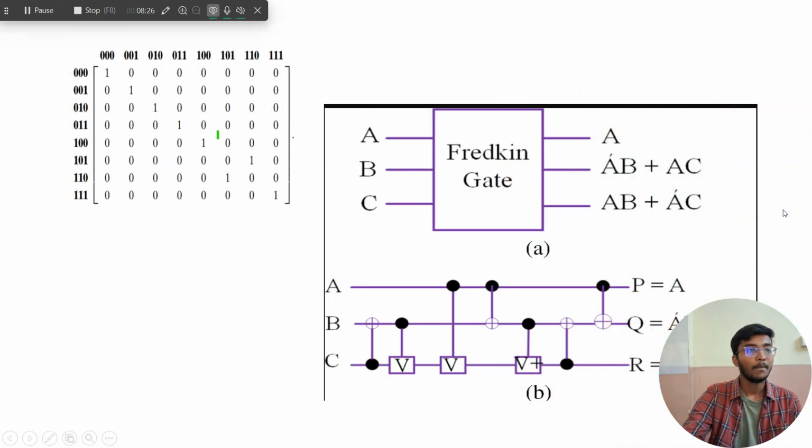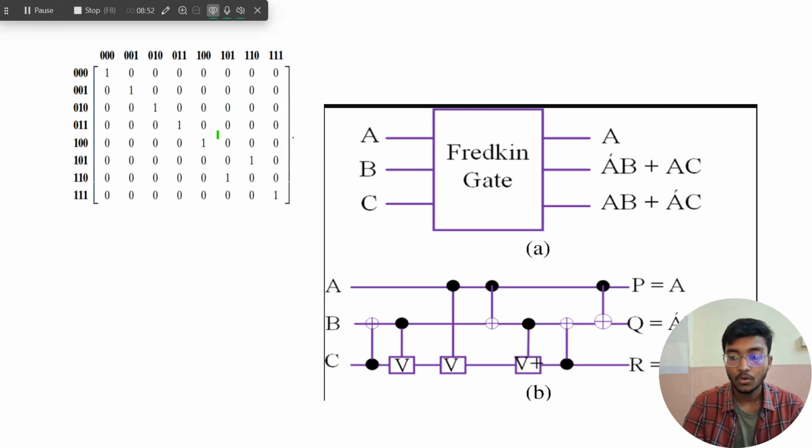We have a matrix here, where we have denoted our 3 outputs, that total 8, as we can see every possible case right there, which also forms a unitary matrix. We can see on the right side that the Fredkin gate has outputs like AB plus AC, and in part B, we can see our overall circuit diagram, which shows how the Fredkin gate works.